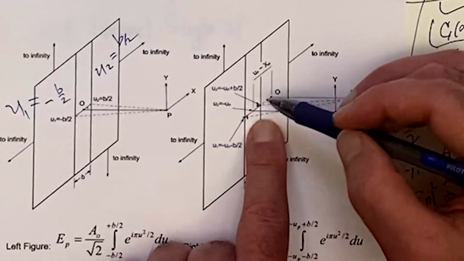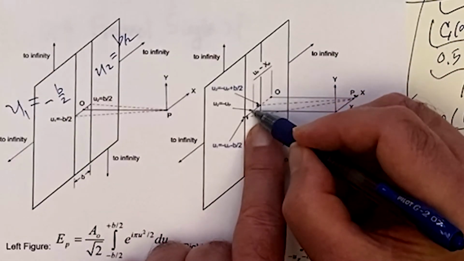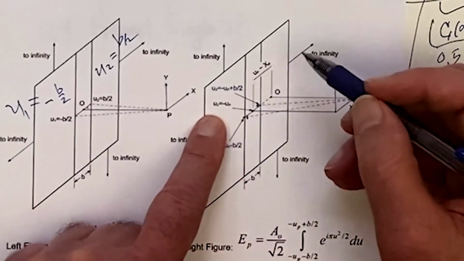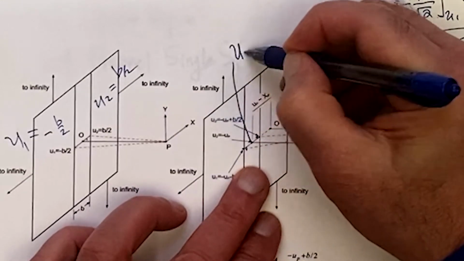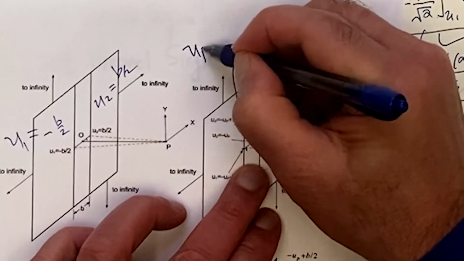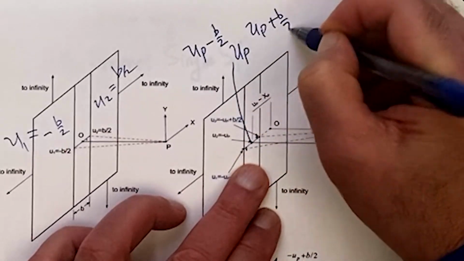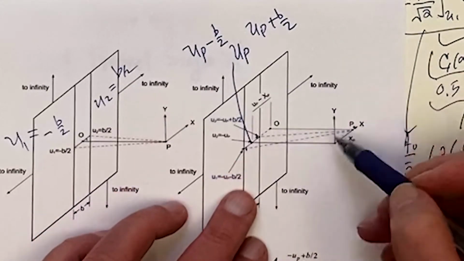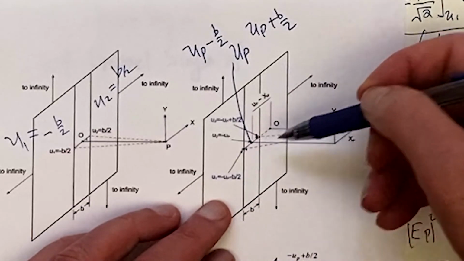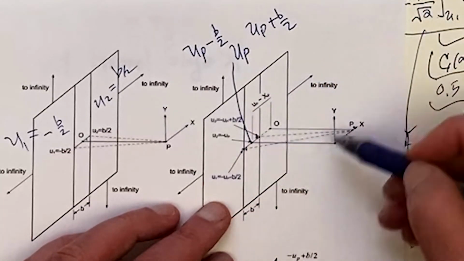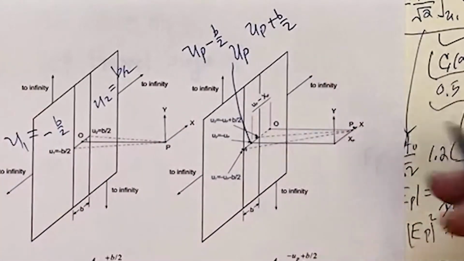So what we can do is take the middle point here, being some U of P. If that middle point is U of P, we want to integrate from U of P minus B over 2 to U of P plus B over 2. And then as we move farther and farther away, the starting point will be greater as we move this way. That is going to increase, but the interval will be the same.